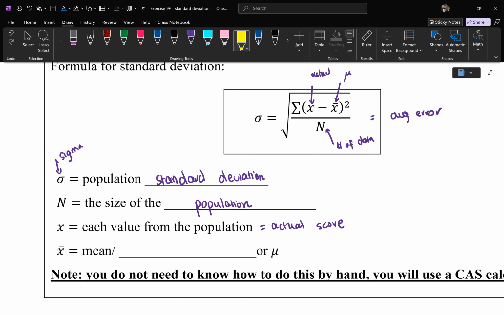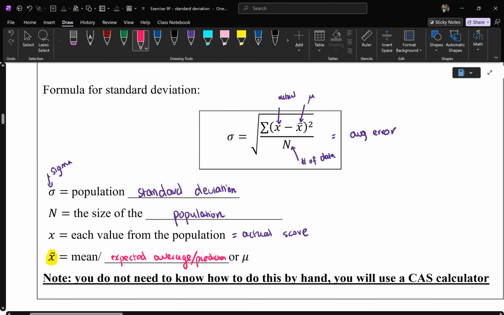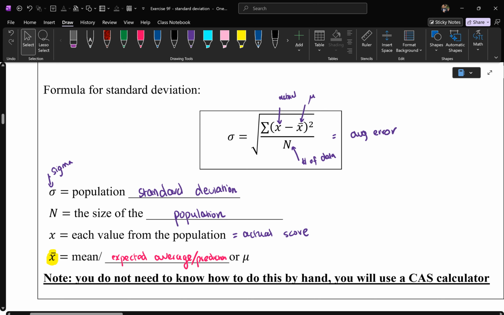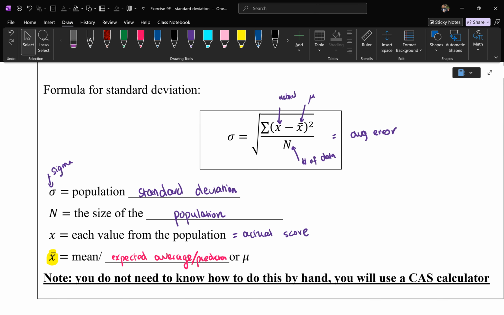And then the X bar on your calculator, that usually means the mean or expected average or prediction. We use mu to represent that. Do you need to know how to do this by hand? No. This is usually just me explaining it theoretically so that you understand what it means. Okay? So expected average or prediction or mu. You will just use a calculator to find these, which I'll show you how to. Okay?